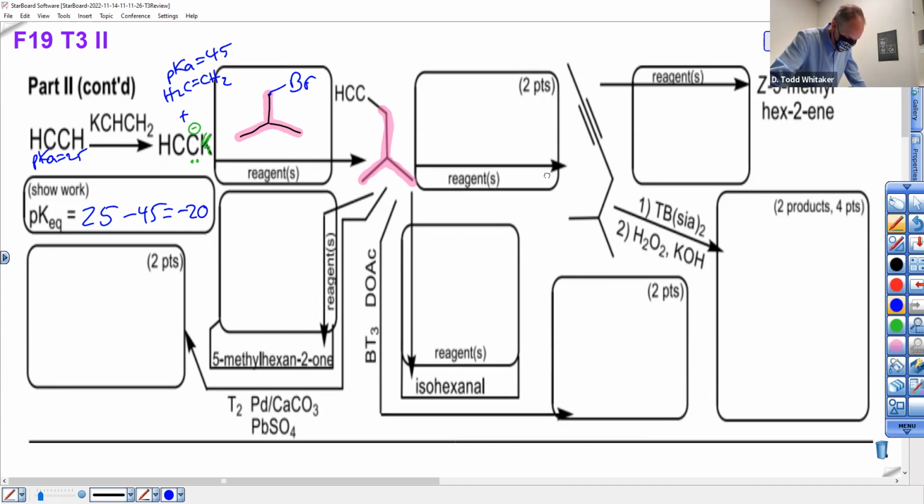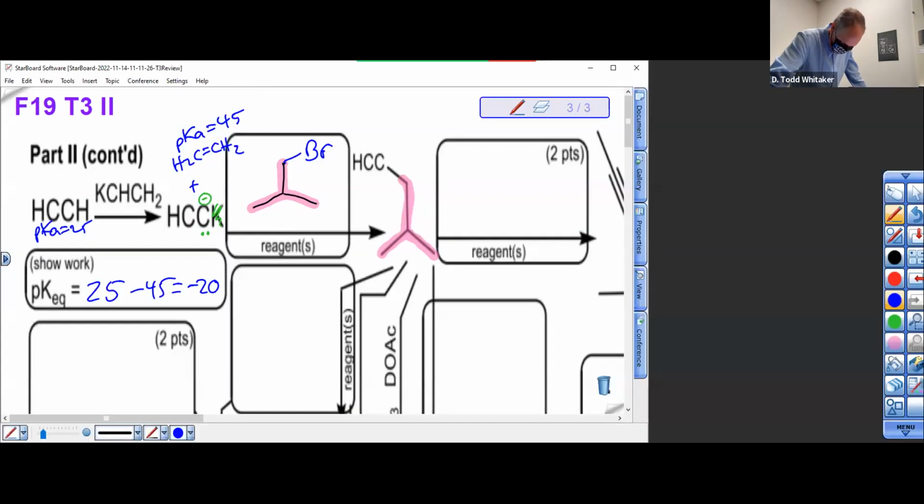All right, so next up, we're going to have 2 points to, I can't see this because something's on my screen here. I don't think it's on your screen.